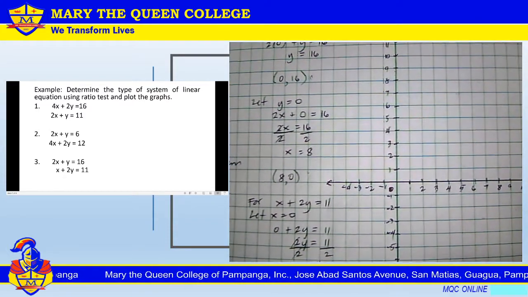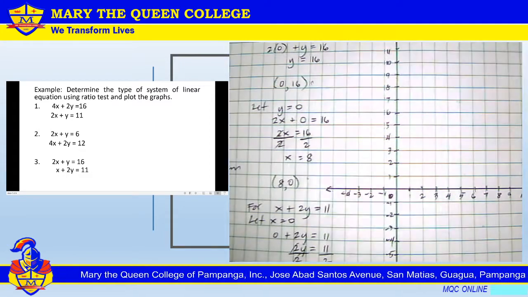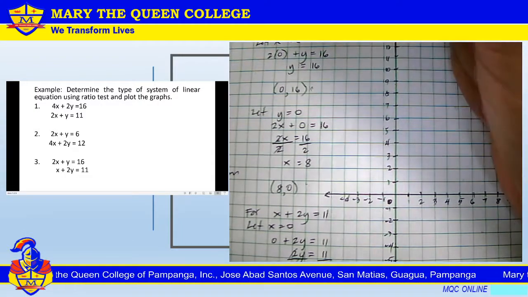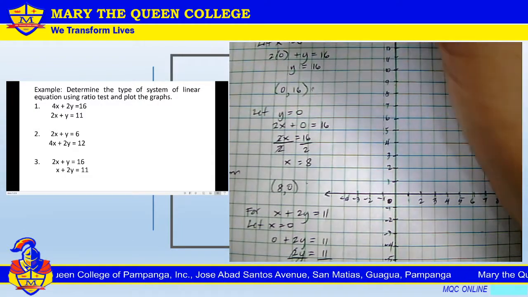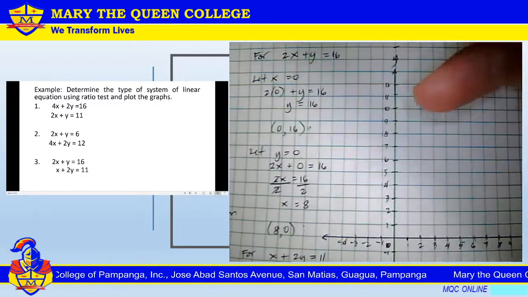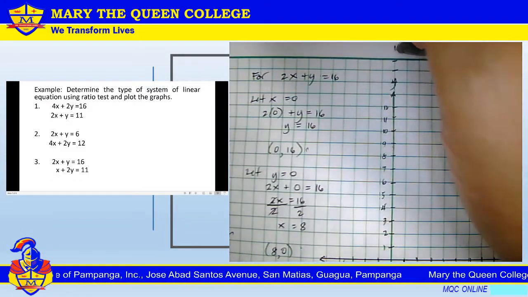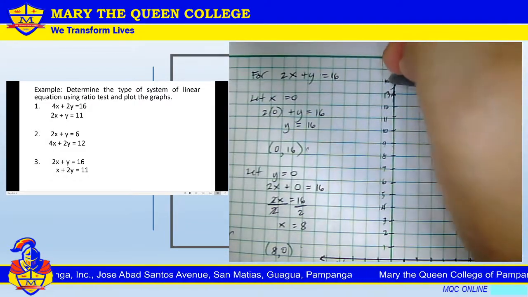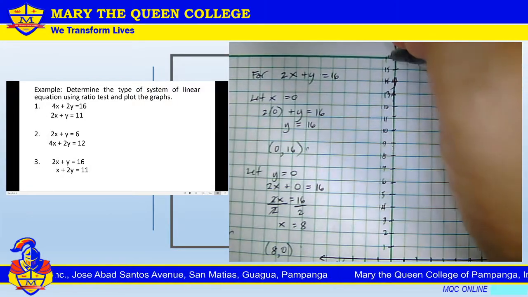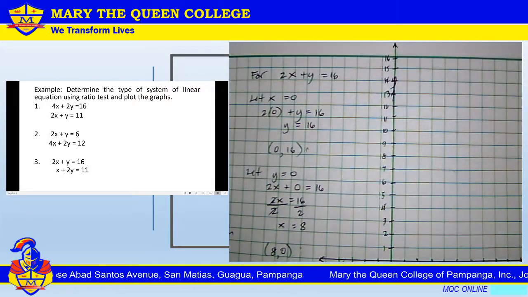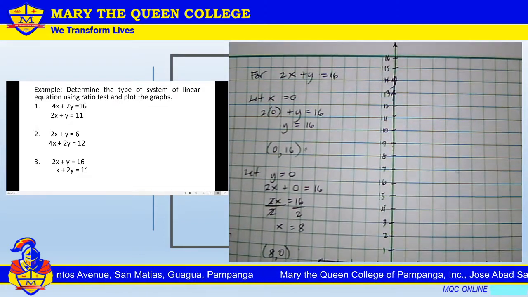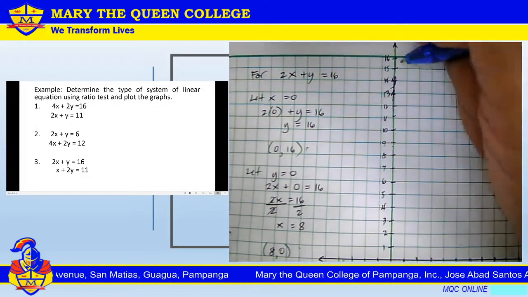So we can now plot. We have (0, positive 16). So it's not enough: 12, 13, 14, 15, 16. Oh, it's over here. Sorry. 13, 14, 15, 16. So we extend our Cartesian plane. So we will plot now. We have (0, positive 16). It is here.